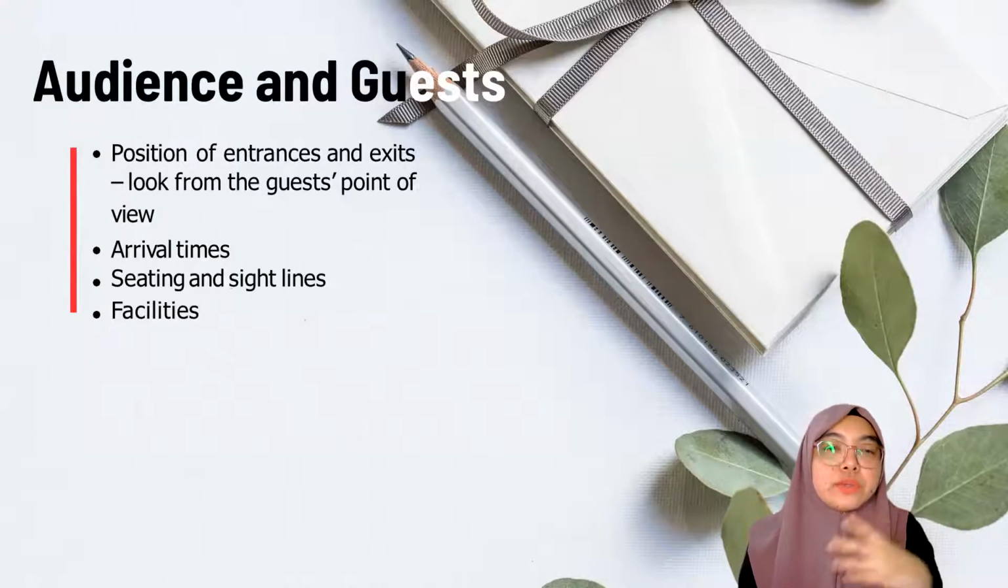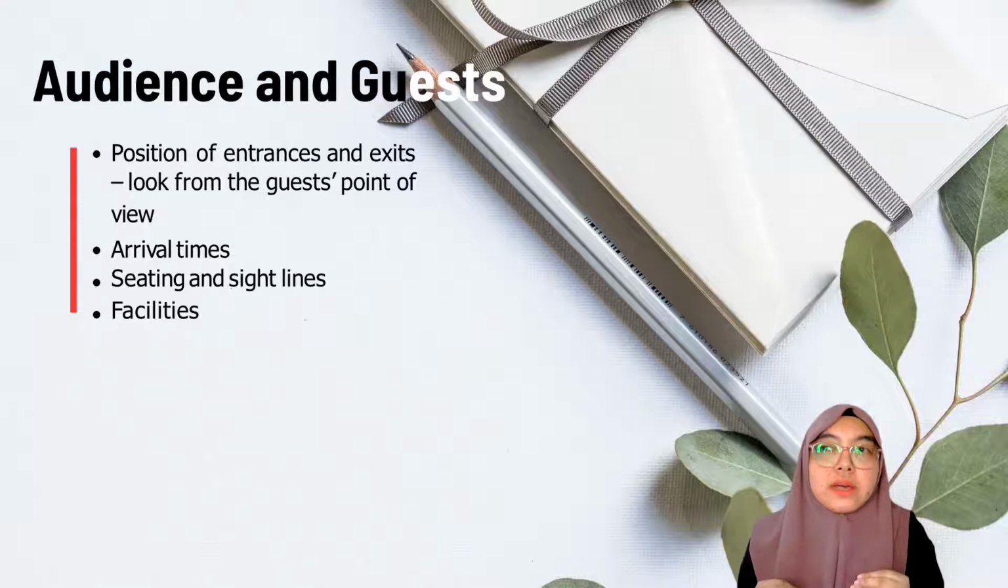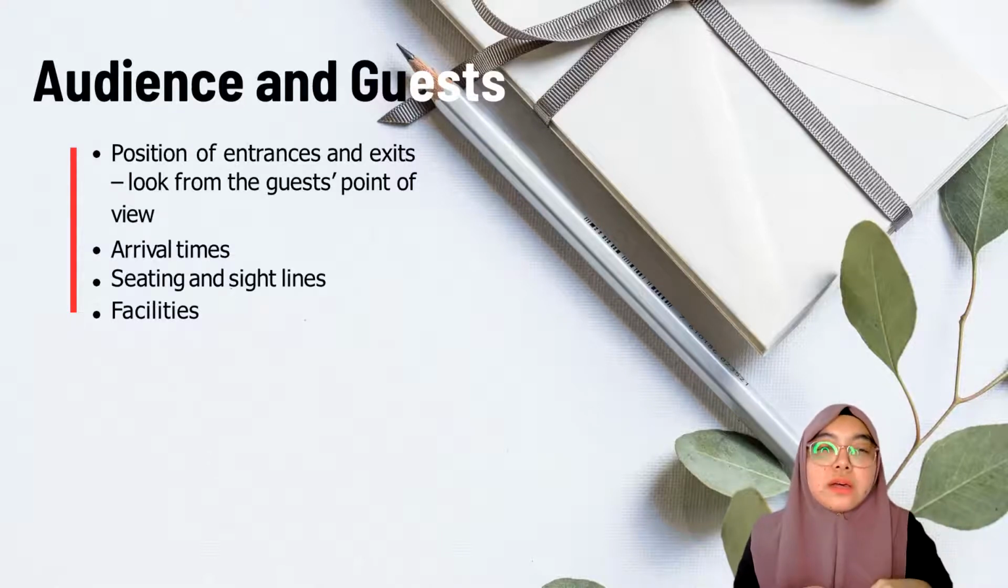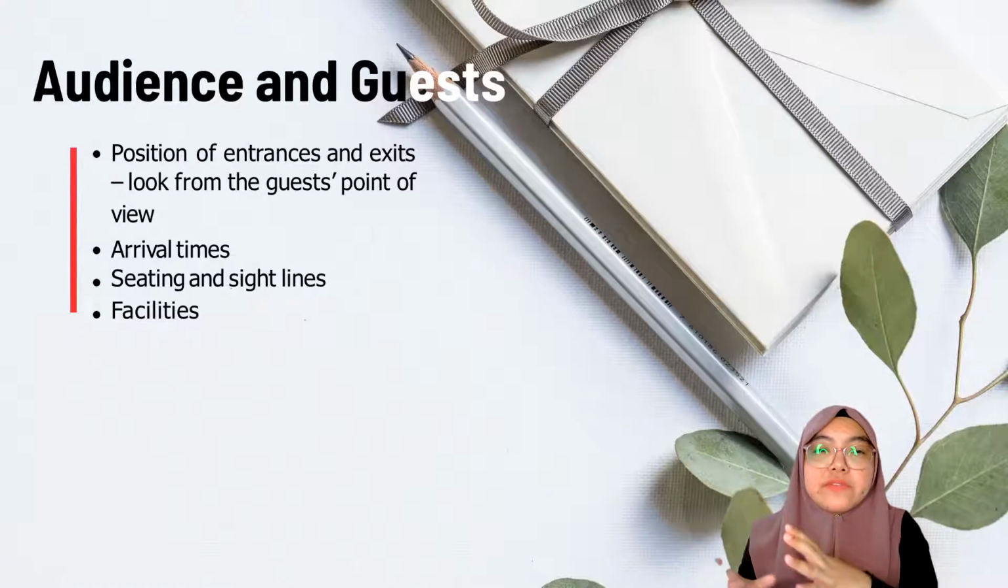Okay, and then you need to check the arrival times and seating and sidelines. As for seating, it is very important that you check whether the guests are going to have a certain or special seating arrangement or not. Okay, and then as for facilities, you need to check whether several facilities are restricted for the audience and guests, or whether the facilities are open to all.